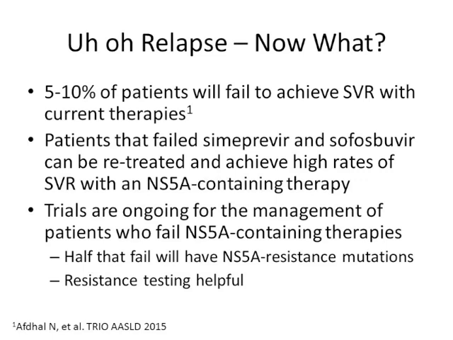It's easy for people who failed simeprevir/sofosbuvir therapy. We can retreat them with an NS5A-based treatment, and they still have a great chance for cure. But we're still figuring out what to do with people who fail an NS5A-based treatment. So we don't exactly know what the best treatment for these individuals is right now. Half that fail are going to fail with NS5A resistance mutations, which will make future NS5A-based treatments less effective. So resistance testing may be helpful, but we're still figuring out. Maybe try to get them into a clinical trial if possible. That would be the best solution right now.